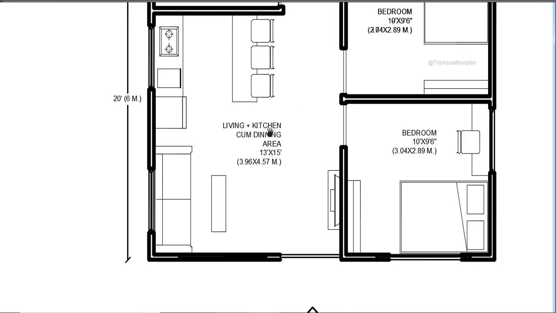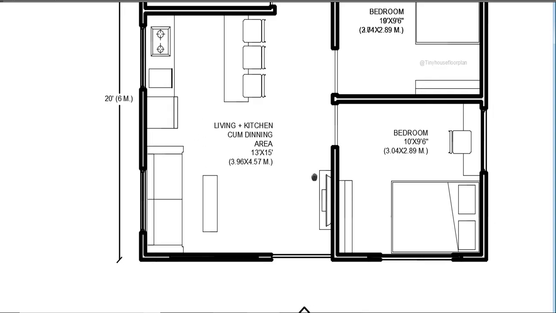So we have a living plus kitchen cum dining area. You can see here the sofa arrangement, tea table arrangement, also TV unit on the front wall, and on the back side we have a kitchen cabinet with burner, sink and refrigerator arrangement, and a dining counter with 3 chairs and 2 large size windows for ventilation and light purpose of this area.